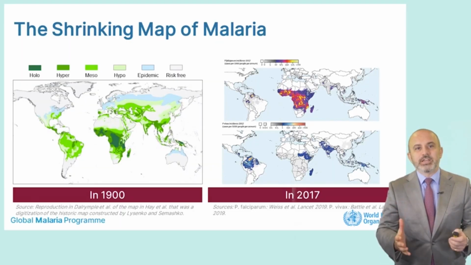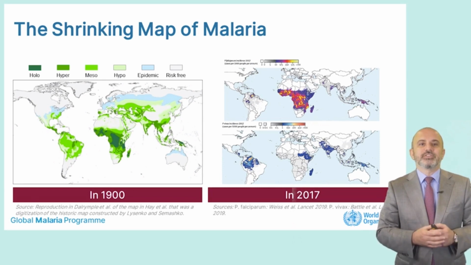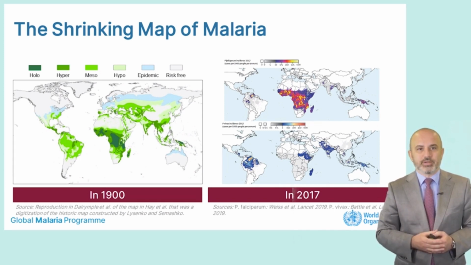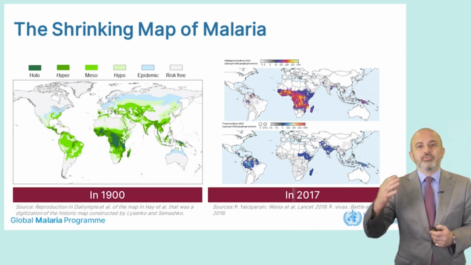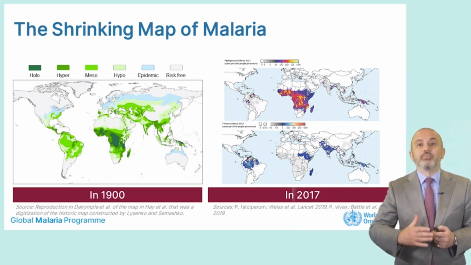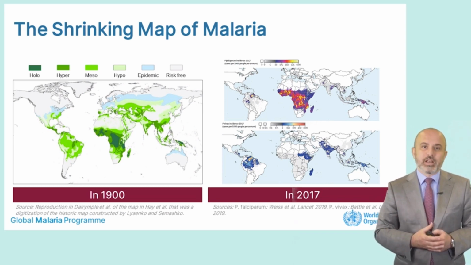Over the last 100 years, there have been significant changes in the global burden of malaria. The map on the left shows the extent of malaria transmission around the beginning of the 20th century. At that time, the range of malaria extended up into Northern Europe and North America, almost into Canada, and as far south as the northern reaches of Australia.